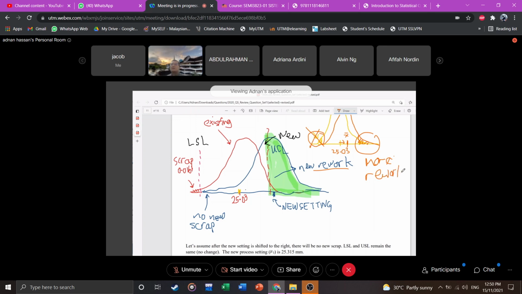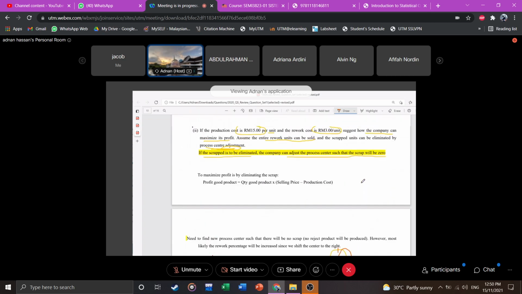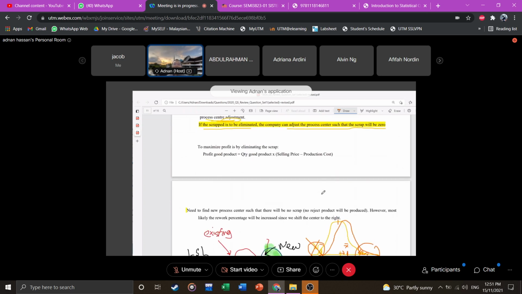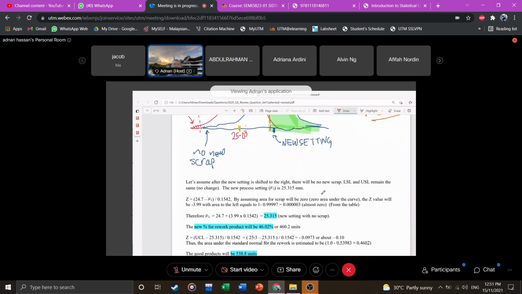So how much do you need to spend for rework? The question already stated here: rework only costs 3 ringgit, but your production cost is 15. So just add another 3 ringgit, you can get good products. So what you need to do now is to solve this.